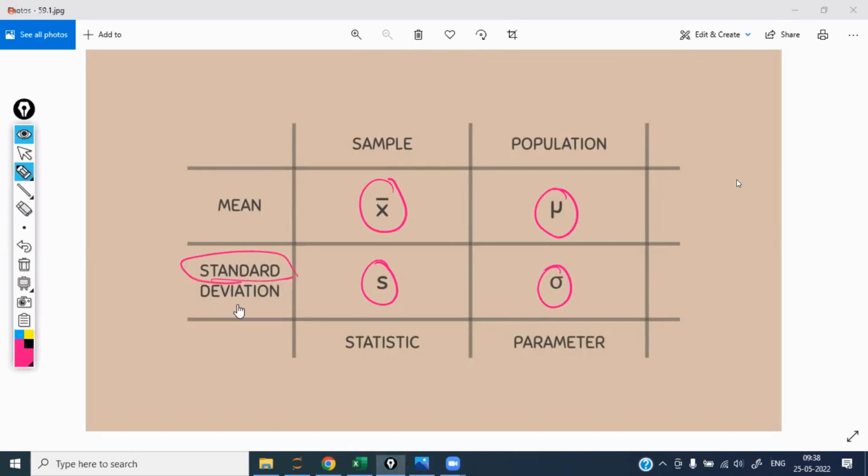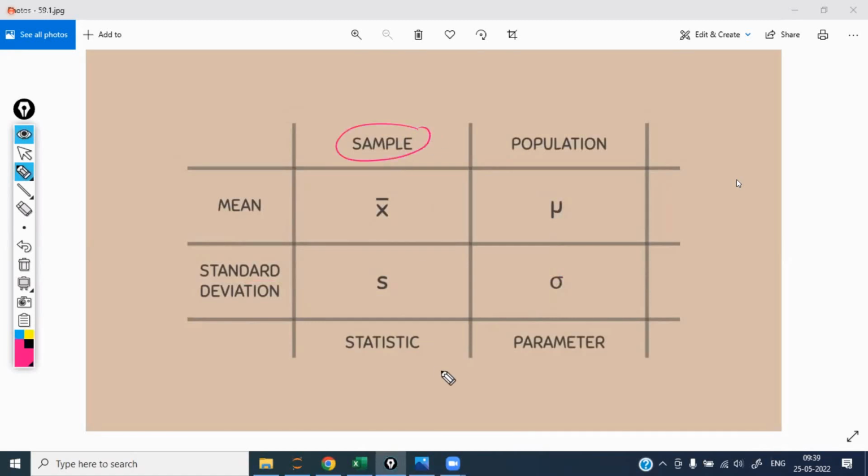That is why they have kept the word as standard. This is the standard value, so that is the standard deviation. So for the standard deviation and the mean, we are going to focus majorly on these two parts. Right? Mean and standard deviation.